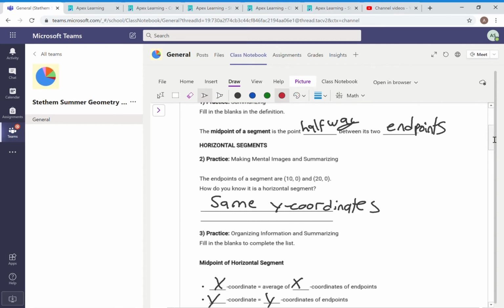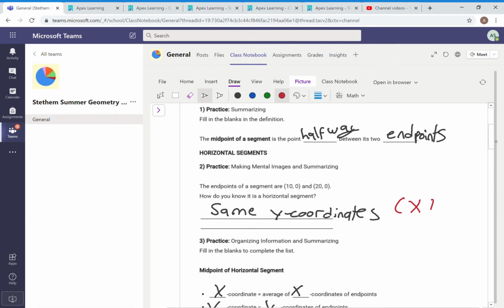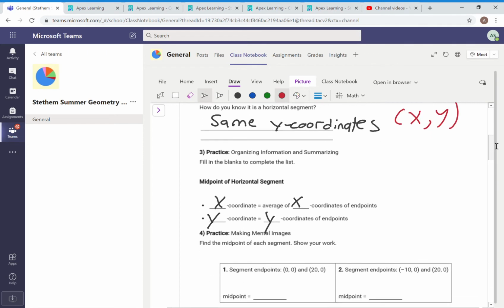Okay? So remember, when you're writing coordinates, it's x, then y. So y should be your second thing in the coordinates. Okay? So what you do to find the midpoint of a horizontal segment, you find the average of the x coordinates, and then you just keep the y coordinate.